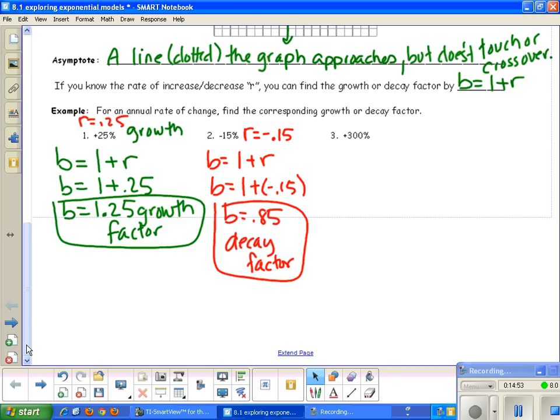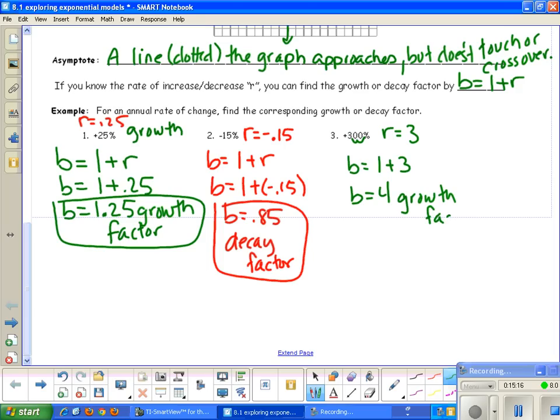If I look at number 3, for this problem, I have plus 300%. That means my r value is going to be equal to, move your decimal place 2 places to the left, so 3. So if my r value is 3, I know this is going to be a growth because we're growing by 300%. So b is equal to 1 plus 3, so b is equal to 4, so this is my growth factor. And of course, if we're given our growth factor, we can do the opposite to figure out what our rate of increase or decrease would be.